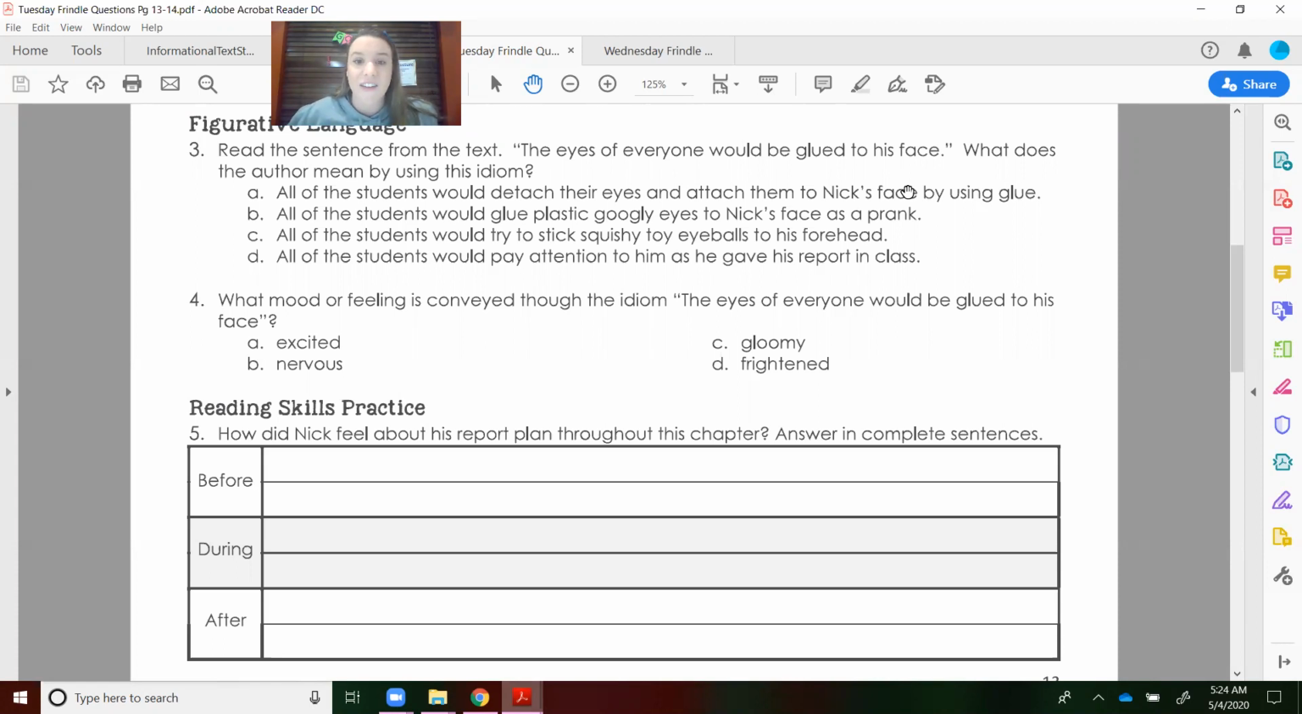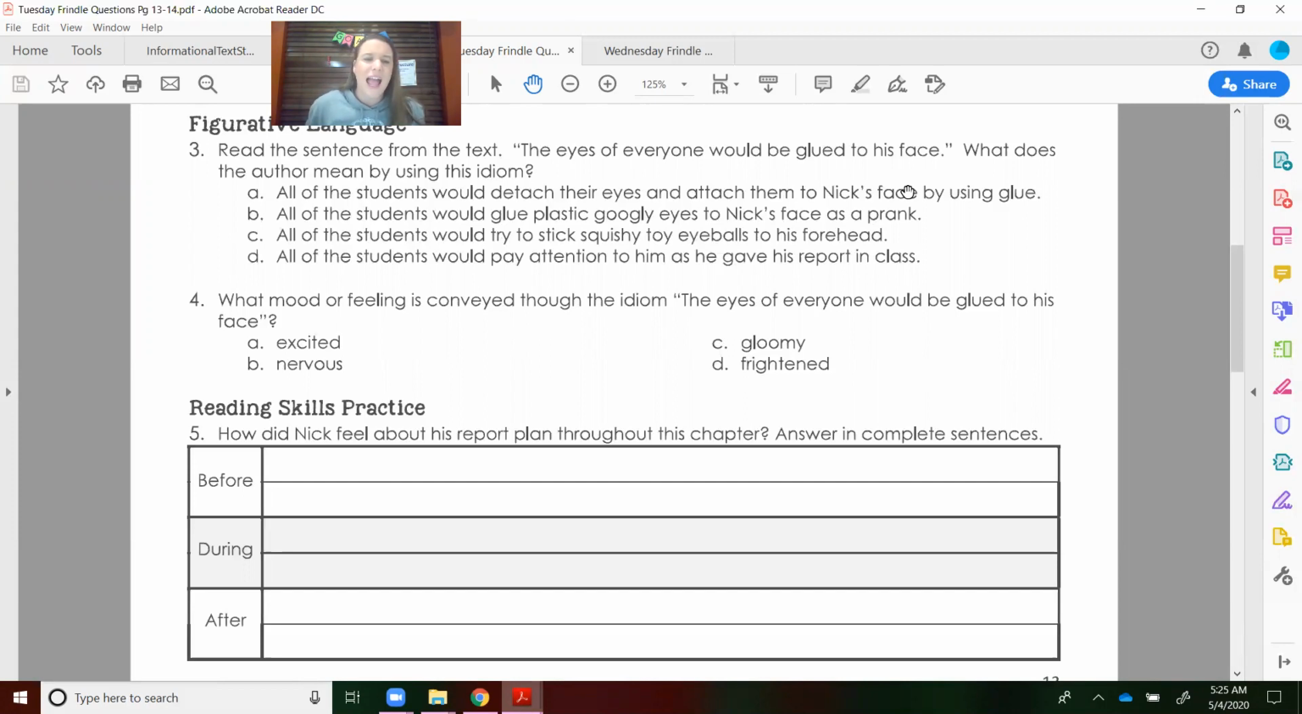Like the eyes of everyone would be glued to his face. You guys know that you don't take your eyeball out of your eye and glue it to someone else's face. You guys know that, so I know you would not take that literal. All right, so read the sentence from the text. The eyes of everyone would be glued to his face. Again, everyone in our classroom is smart and does not take that literal. No one would take that actual literal. That is a non-literal. So what do they mean if everyone's eyes are glued to his face?